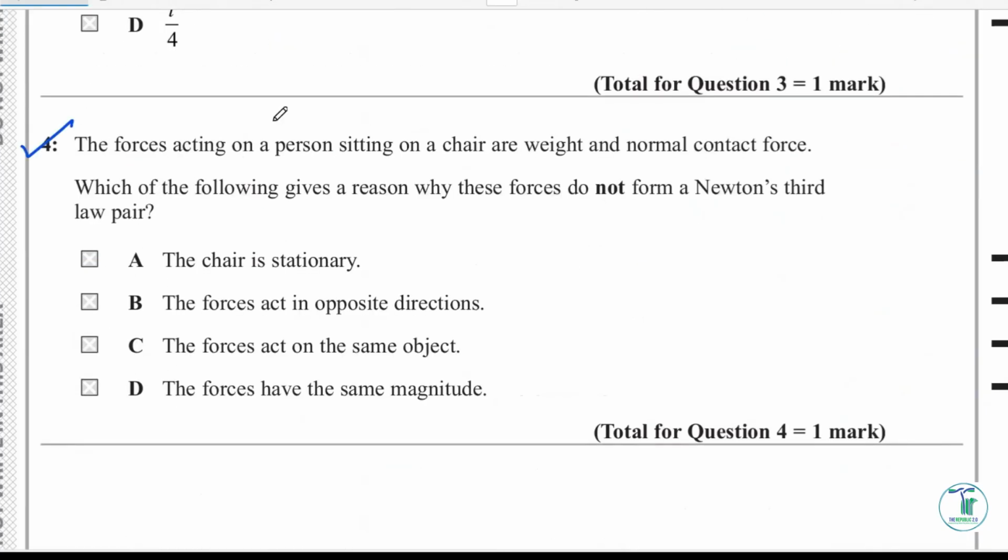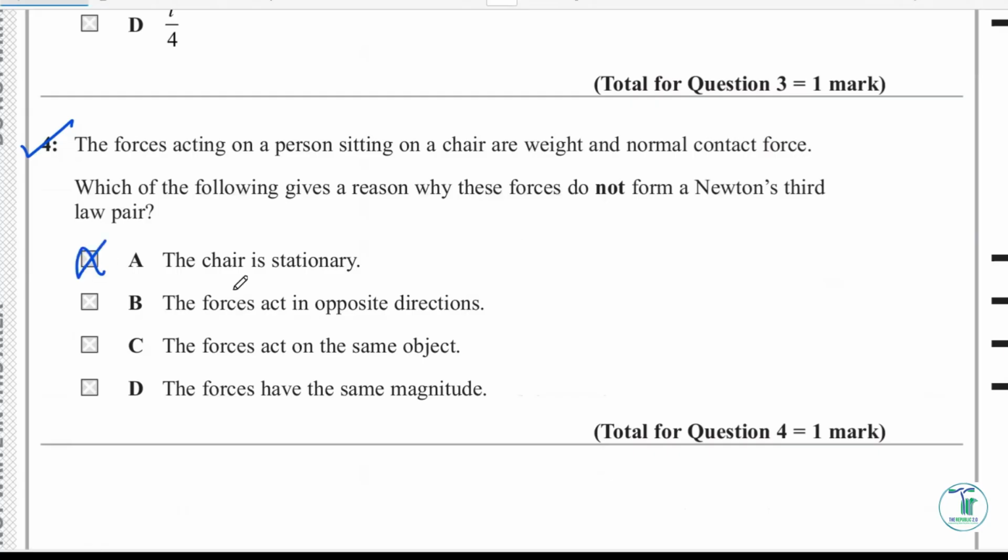Now you've got this question number 4. The forces acting on a person sitting on a chair are weight and normal contact force. Which of the following gives a reason why these forces do not form a Newton's third law pair? So first of all, the chair is stationary. Well, whenever Newton's third law pair of forces act on a body, the body has to be stationary. So that is why you cannot go with the option number A.